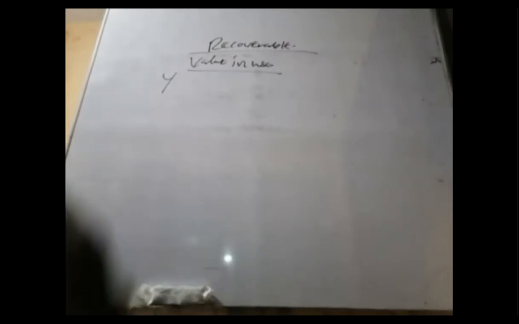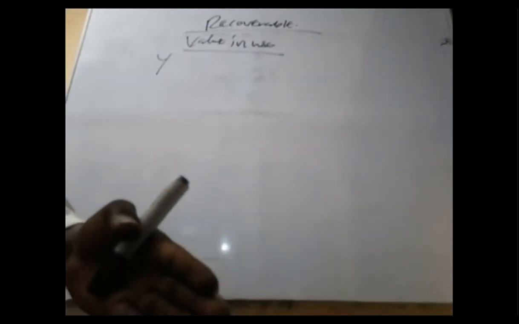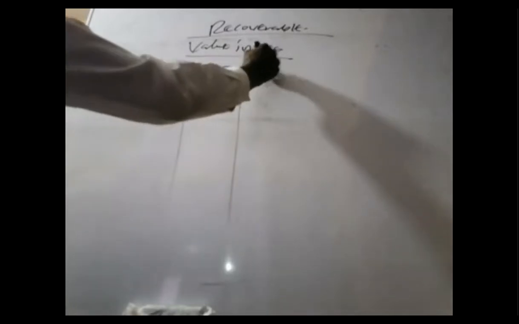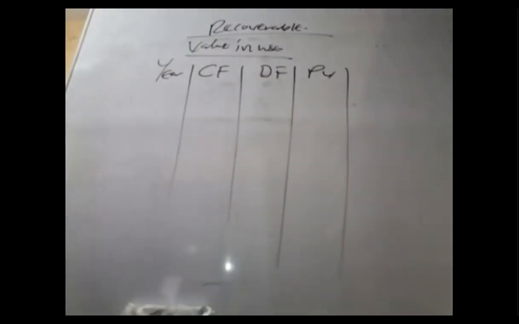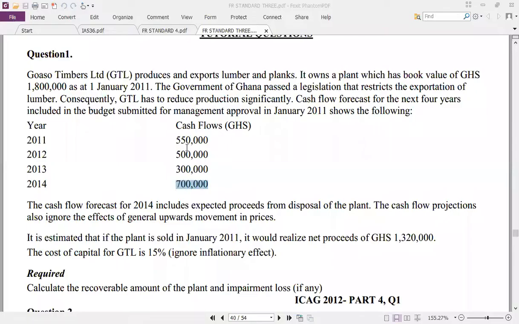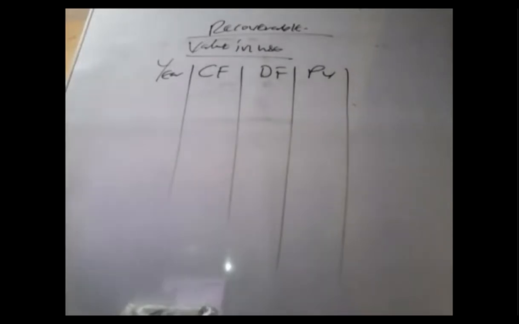When you are going to calculate the value in use, it is the present value of the future cash flows to be created from the use of the asset. So therefore, just put a year here. Get your cash flow, get your discount factor, and then the present value. And then you discount them. So let's write the years in here. The cash flows are 550,000, 500,000, 300,000 a year. So let me record them in, and then we move on.